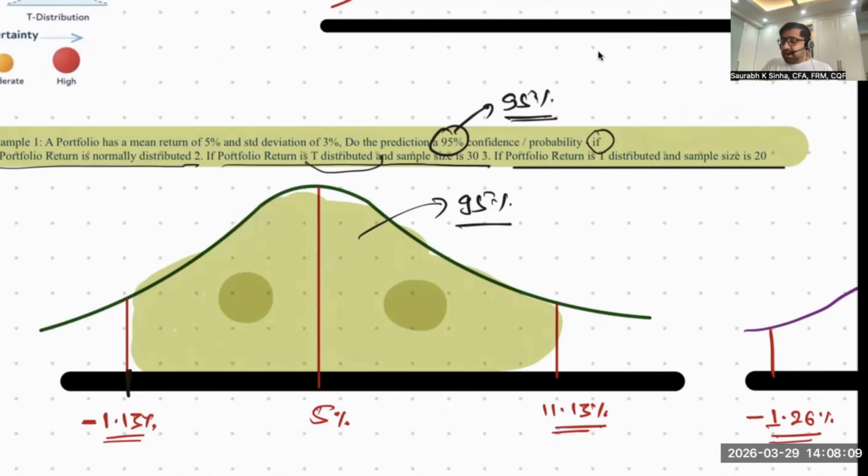Then this point is not negative 0.88%. This point is further left from 0.88%. Negative 0.88% would be somewhere here. It is further left, and it is saying I'm negative 1.13%. And this is further left than 10.88%. It is 11.13%. Why has that happened?